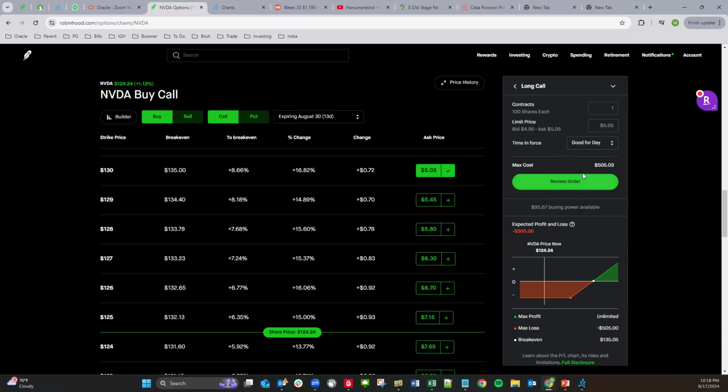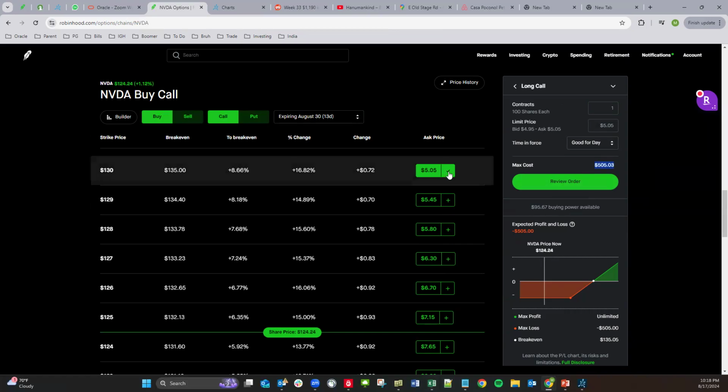So for each option, which is 100 calls, what you're seeing is here. For any option price that you see, whatever number you see here, you have to multiply it times 100. So 505 means it's $500.